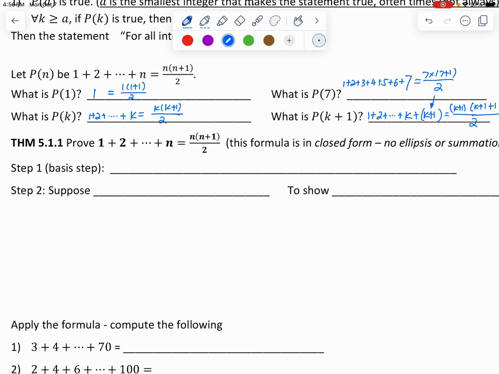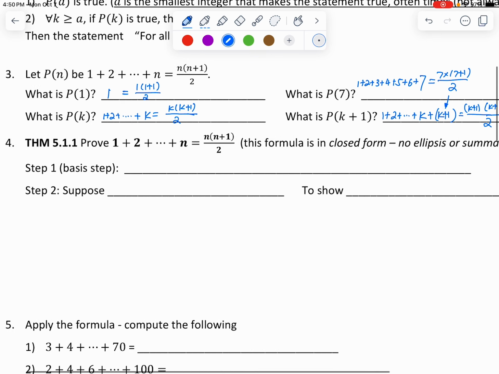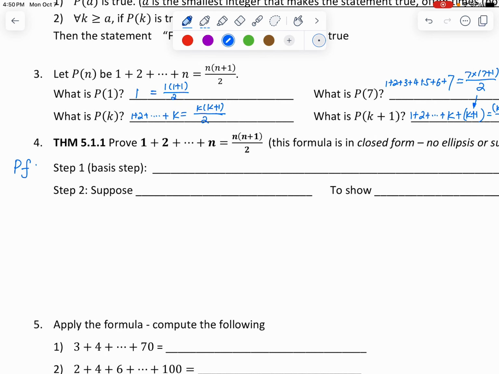Now let's do this one. So step number 1, I should write proof. And step number 1 is to prove that P of 1 is true, okay? By the way, I think I should state that n is greater than or equal to 1. This formula should state n is greater than or equal to 1. Definitely n cannot be negative numbers, cannot be 0. You start with 1, right? So greater than or equal to 1. I should put that in here, so I'm going to put that here.